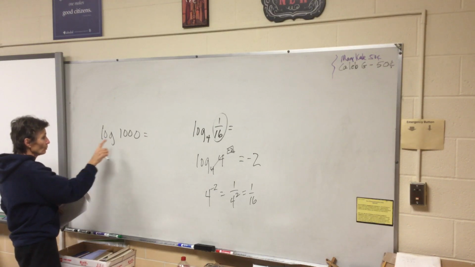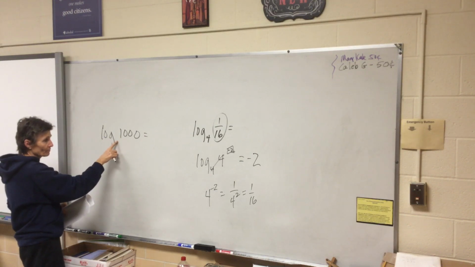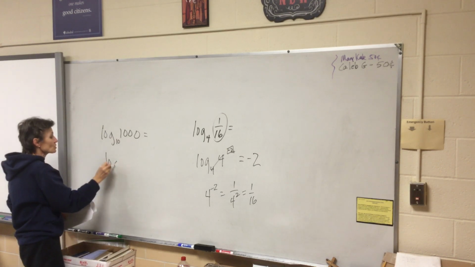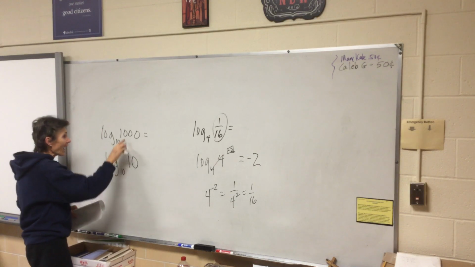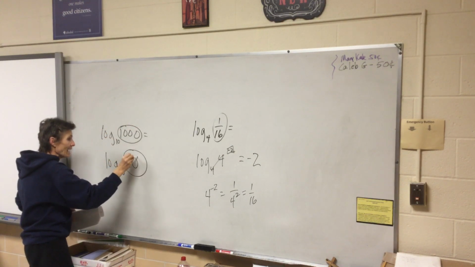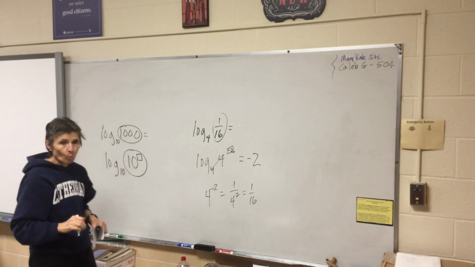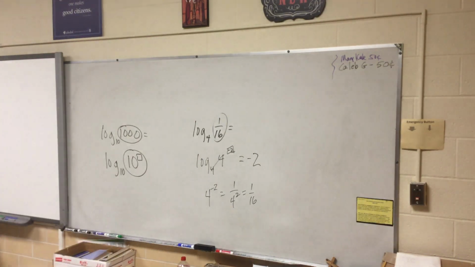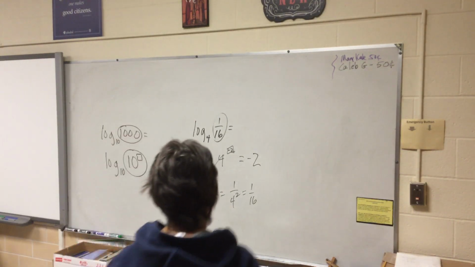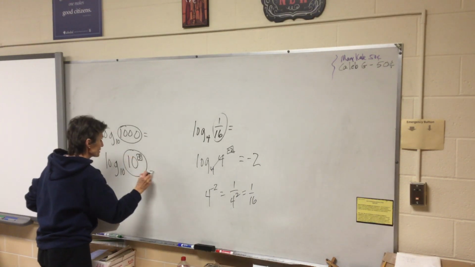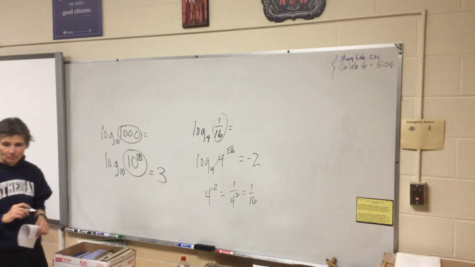Okay. What's the base here? 10. Yep. So I need to write 1,000. 1,000 has to be written as 10 to a power. Well, what power of 10 is 1,000? Ten to the what? Yep, 3rd. So the answer to the problem is 3.